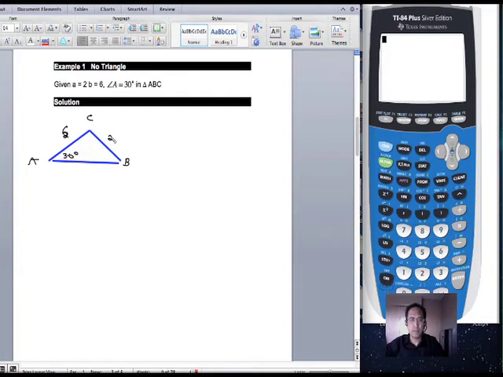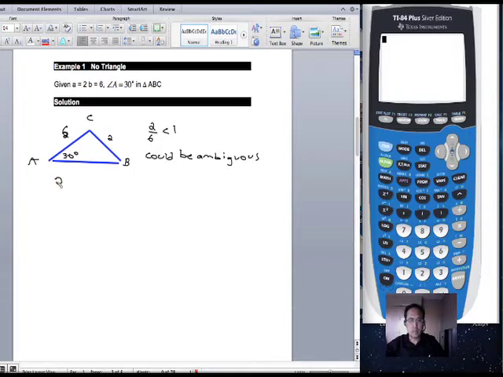Now, this has the potential to be ambiguous because the side that's opposite the angle is less than the non-included side. Another way you can look at it is this: you take side A and divide it by side B, and if it's less than 1, it has the potential to be ambiguous. So that's how you'll know if you have to do a second set of calculations.